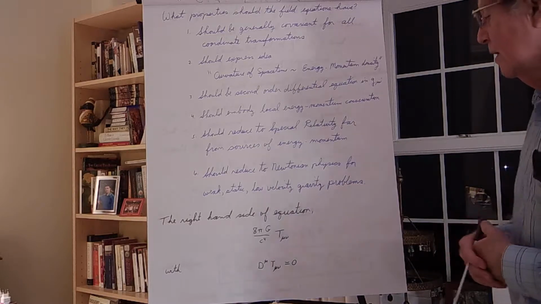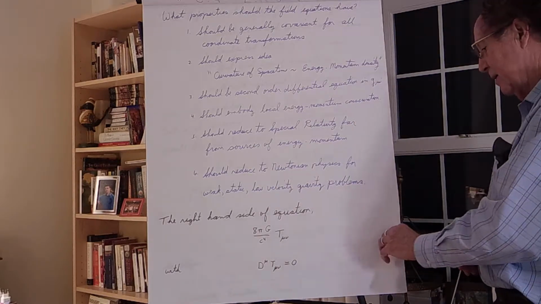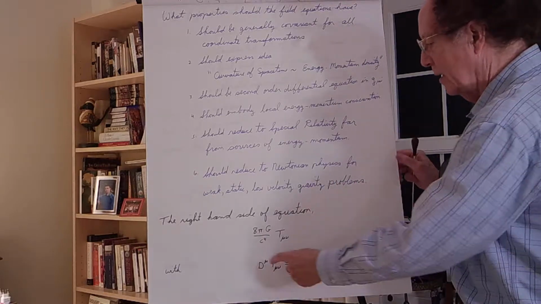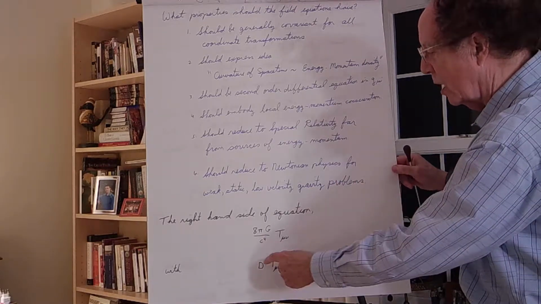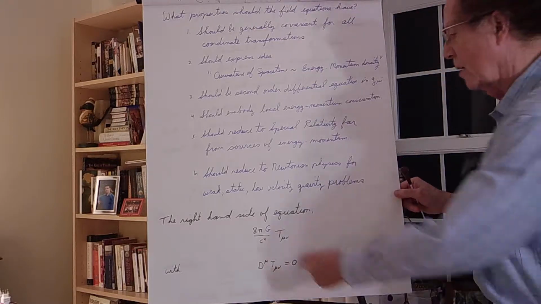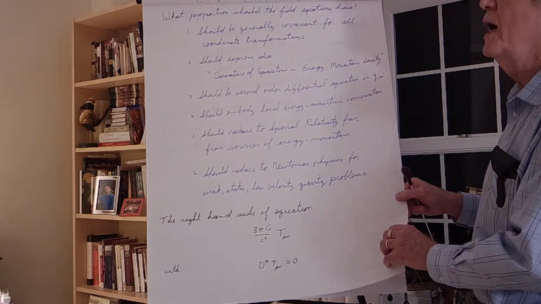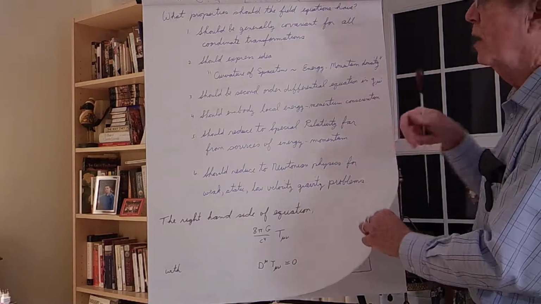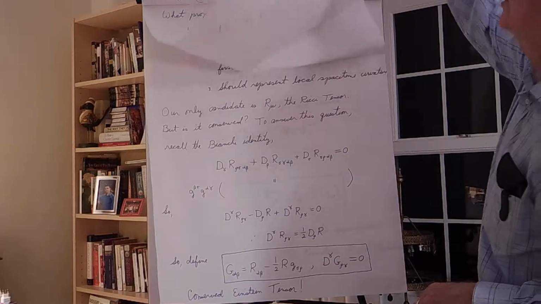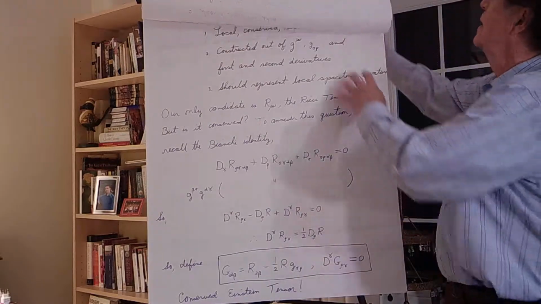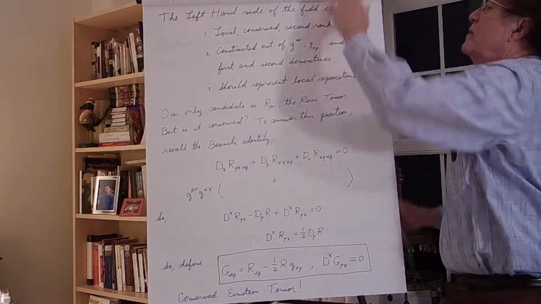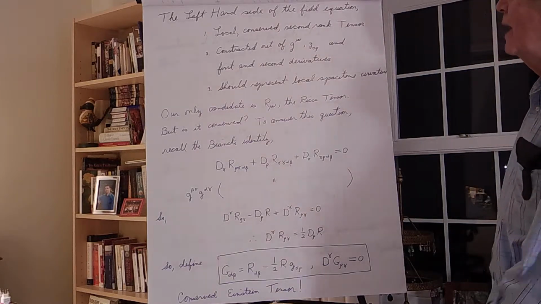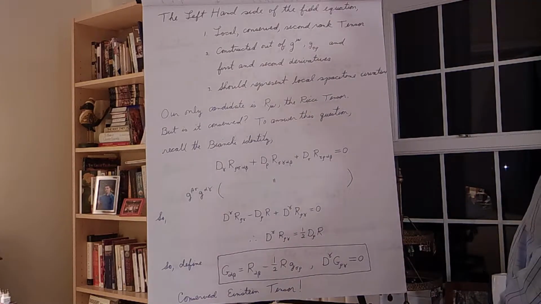And it should be conserved. In other words, the covariant derivative acting on it should be equal to 0. And by acting on it, I mean that d mu T mu nu is equal to 0, summed over mu. A conservation law, similar to the conservation law of charge in electrodynamics. This is now going to be the conservation of energy momentum instead. So the right-hand side, we've dealt with that.